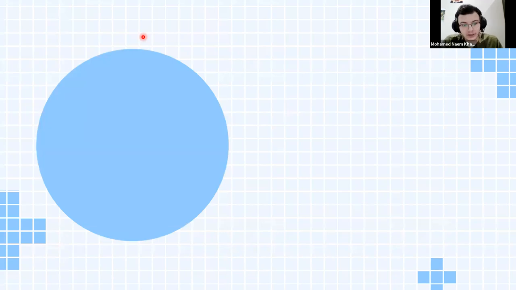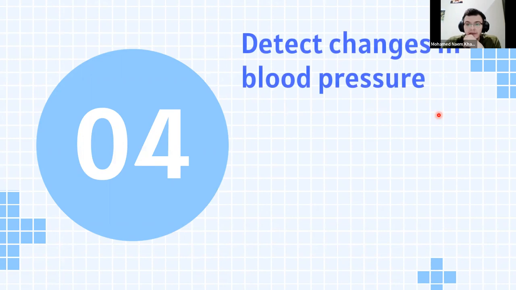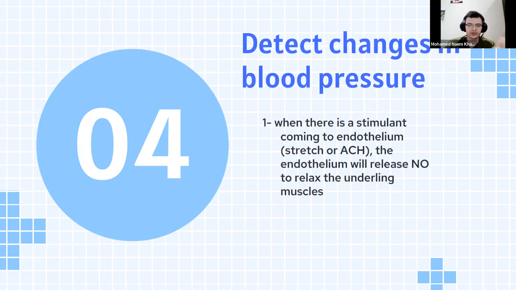So we talked about three, and we got another three functions of the endothelium. Remember, till now we're just talking about functions of the endothelium, six functions. Number four is that it detects any changes in the blood pressure. This one is kind of tricky. Basically, in the endothelium there are two types of receptors that you need to know. There are way more, but these are the two you need to know: stretch receptors and ACh receptors.